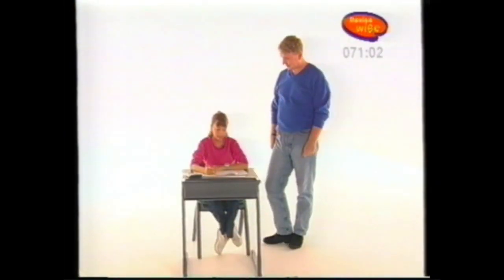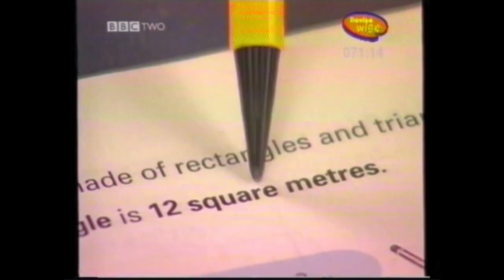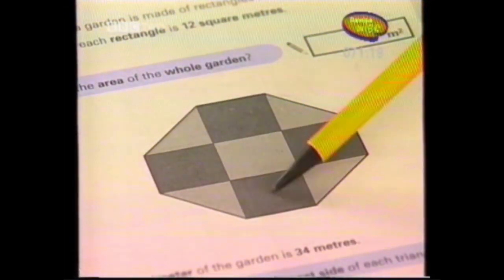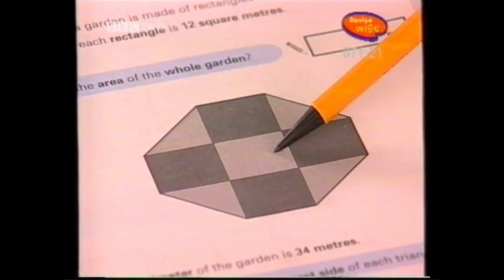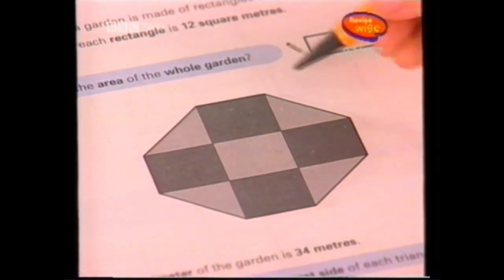Does that help? Yes. In this question, the shape is made up of rectangles and triangles. So I have to work out the area of each bit. That's right. Now, it tells me that the area of each rectangle is 12 square metres, and there are 1, 2, 3, 4, 5 of them. So the area of all the rectangles is 5 times 12, that's 60 square metres.